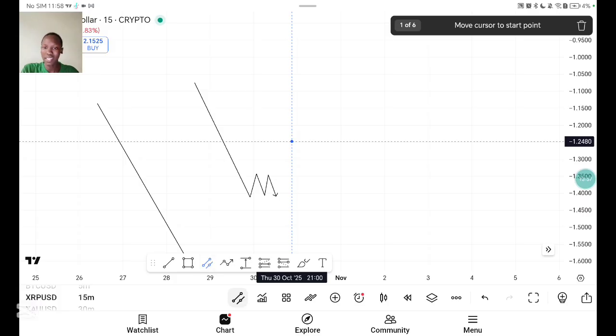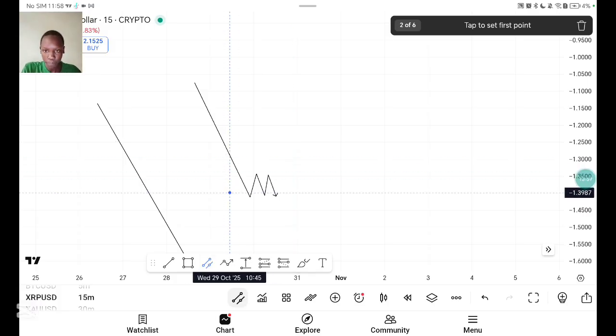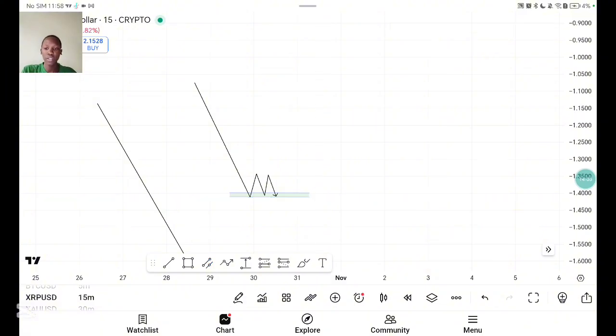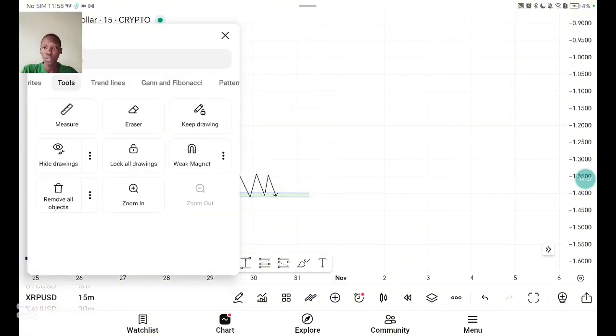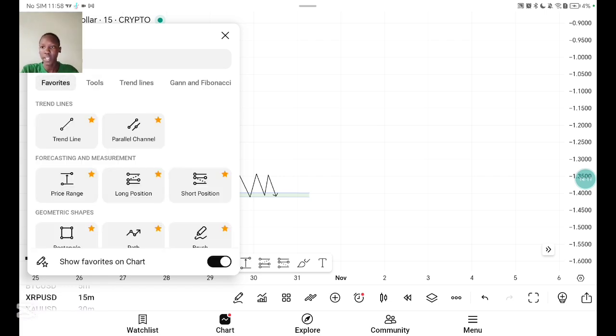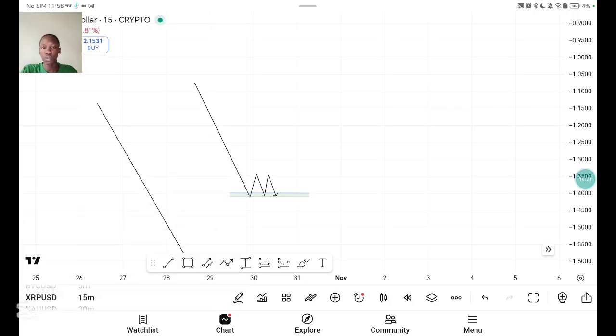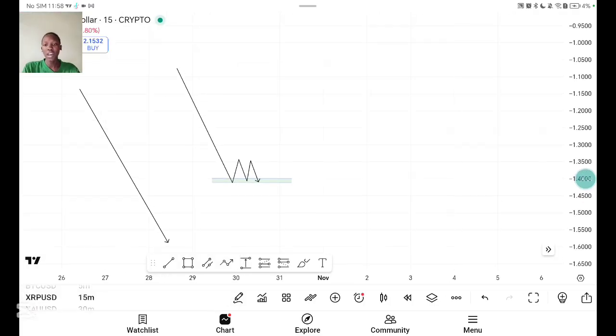Then you grab the same tool that I just showed you. Now if you want to know the tool's name, let's go to favorites. The tool is called the channel. You can just go to TradingView, search for that tool and use it. So now that's how you can draw the zone.